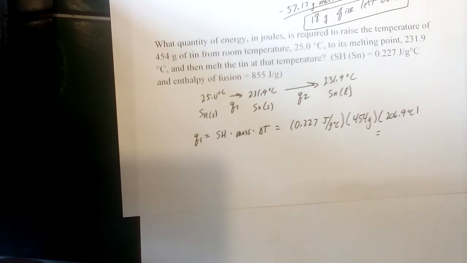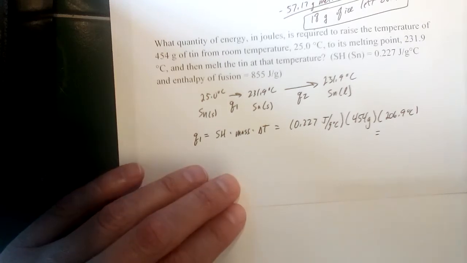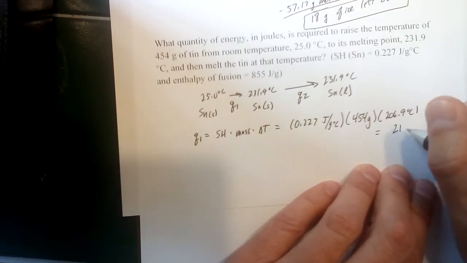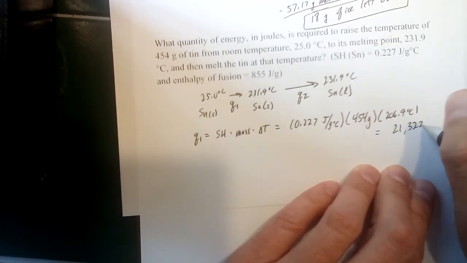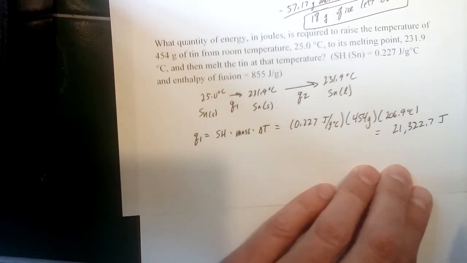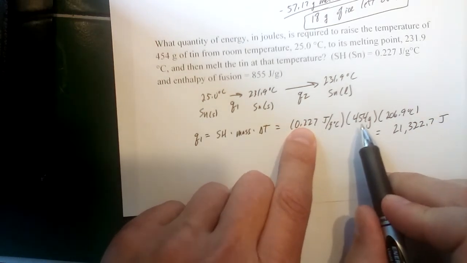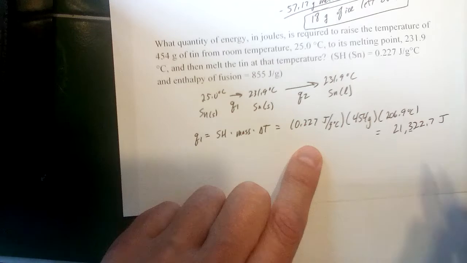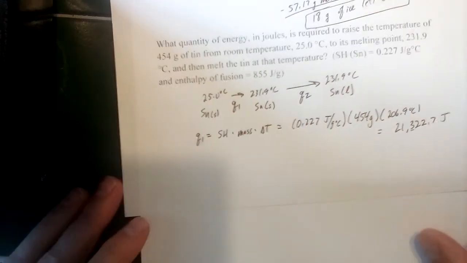So multiply all this out, and we get 21,322.7 joules of heat. Although, let's keep in mind 3 significant figures, so that 3 would be the last significant place in that quantity of heat.